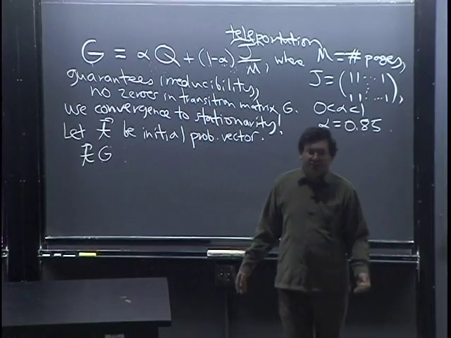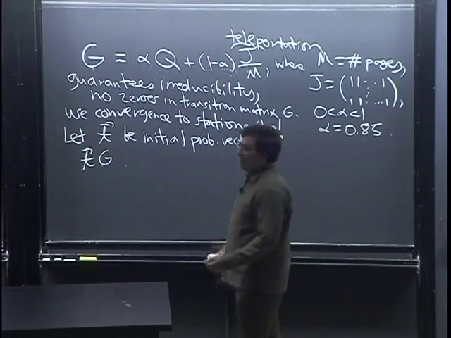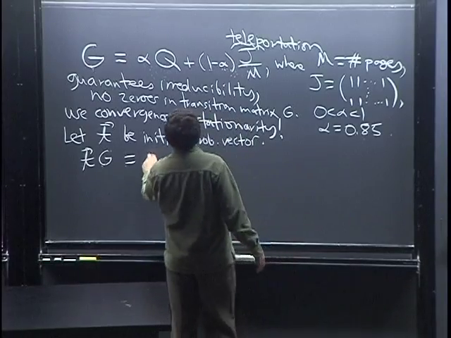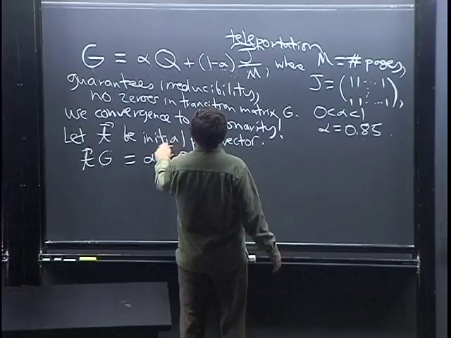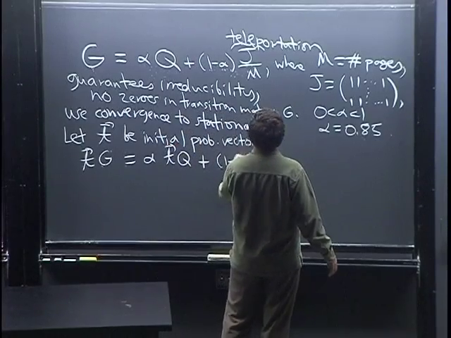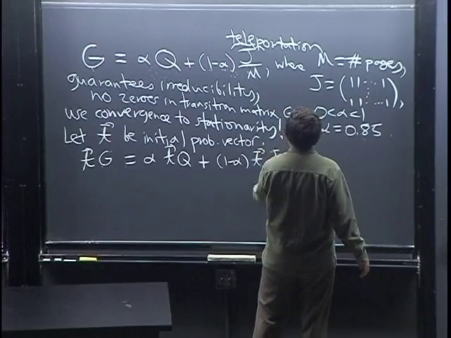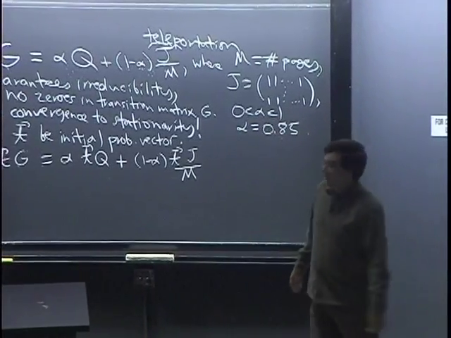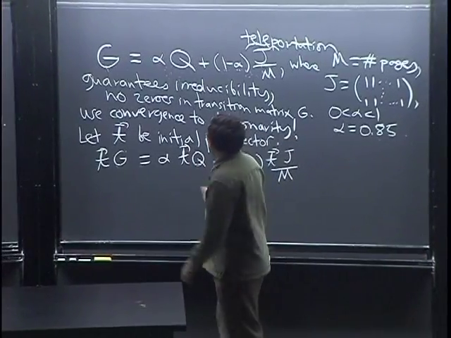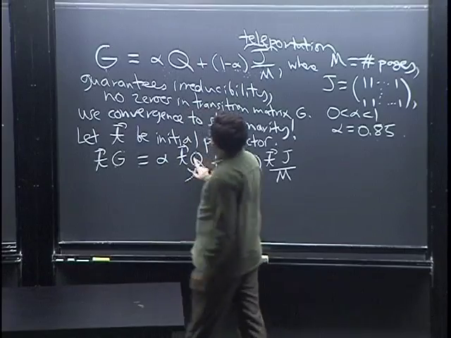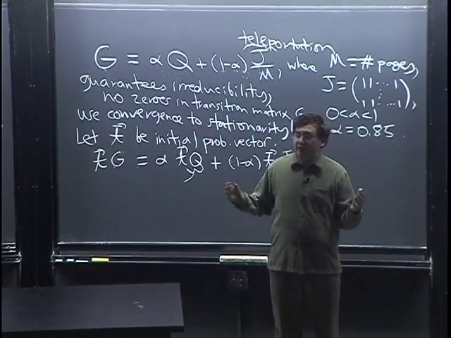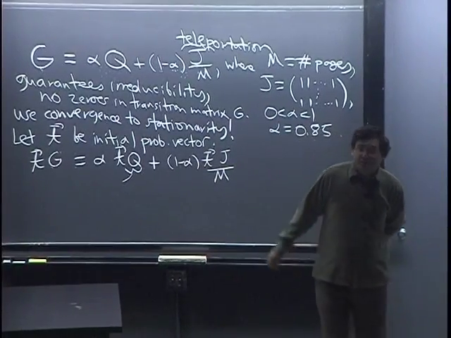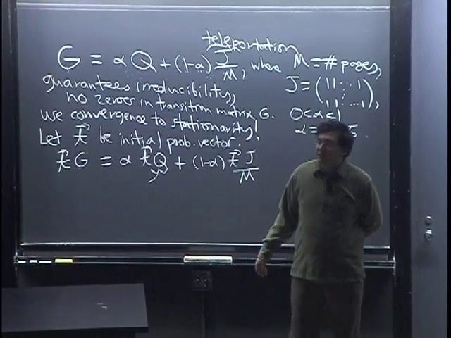Okay, so let's just quickly see what t times G actually looks like. I'm just going to multiply this by t. This is alpha tQ plus (1 minus alpha) tJ over m. And actually, this is not so complicated, because if you think about what Q looks like, that's this chain that captures the link structure of the entire web, right? What do you think that matrix looks like intuitively?